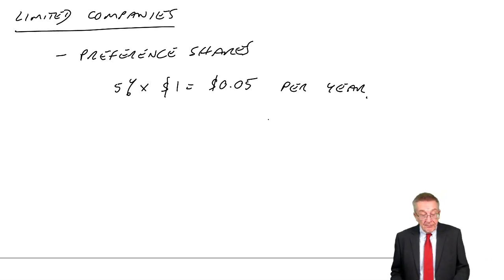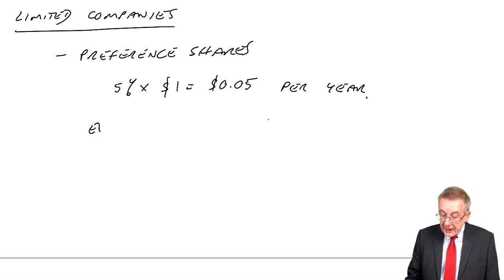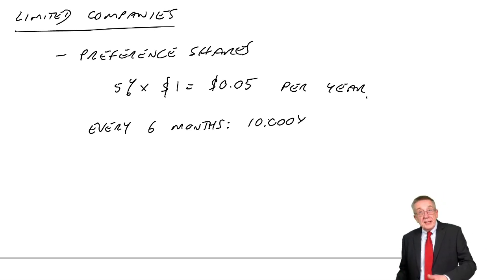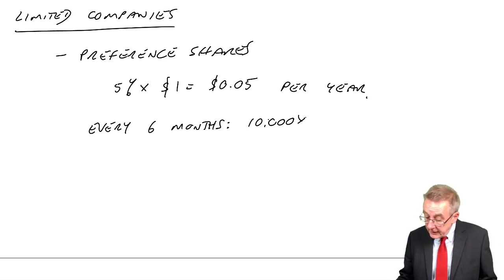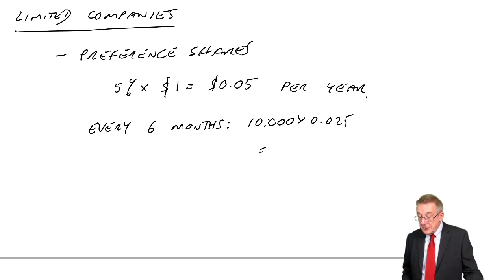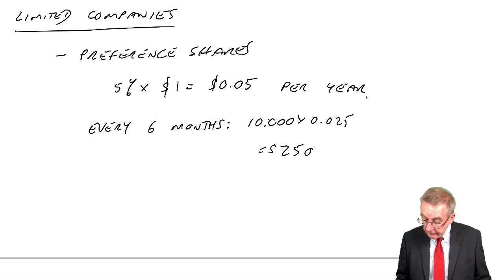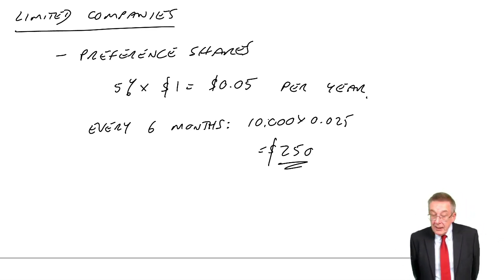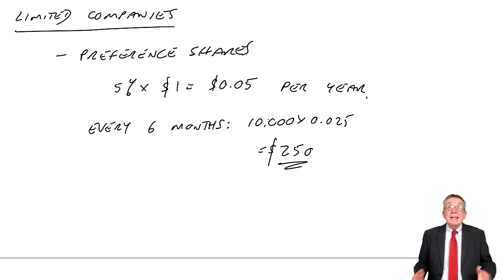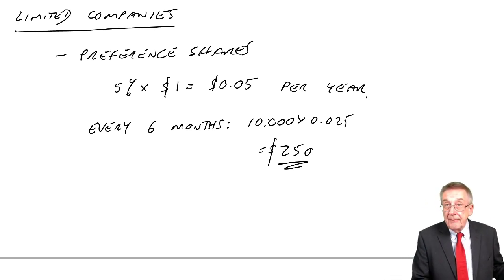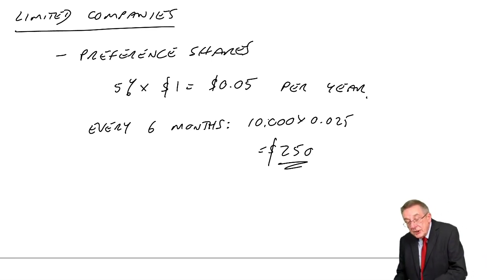Every 6 months. And so the total dividend every 6 months: there are 10,000 shares. Again, it's 5 cents a year dividend. Half of that is 2.5 cents, which comes to, what's it come to? 250. So for each share, they'll be getting 2.5 cents every 6 months. The total the company's paying is 250 every 6 months. But again, it's a fixed dividend. Now, don't forget what I said. Every company has to have ordinary shares. It's just some companies have these shares as well.